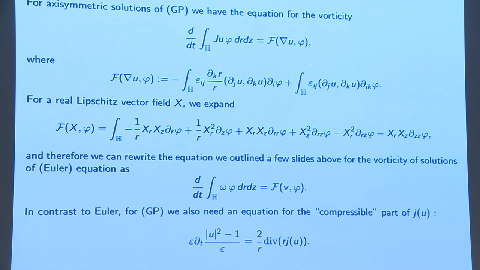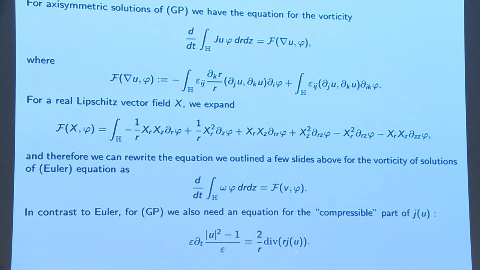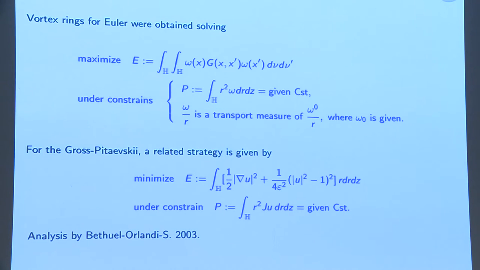And so in a sense, to close the equation for Gross-Pitaevskii, you need also an equation for the compressible part. And this is the one I wrote here, which is because J of U is not divergence free for R J of U in cylindrical coordinates. But it is almost divergence free, which you can see here, I have put the epsilon on purpose. This quantity is part of the energy. Well, if you take its square, this is the potential part of the energy. So this equation tells you that on average in time, the divergence of J is epsilon. So this is the link with the incompressible Euler, but you need this additional equation. This is the loss, whereas the gain was the fact that the length scale was fixed.